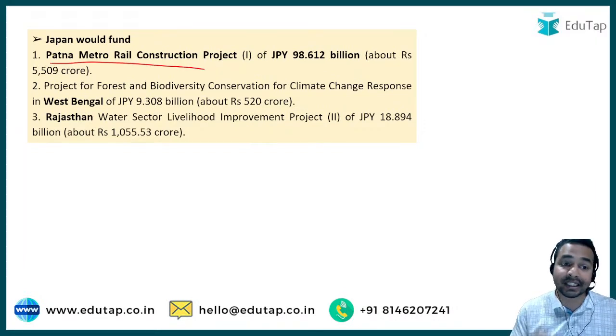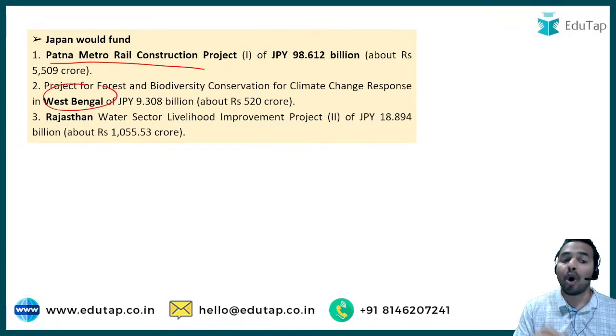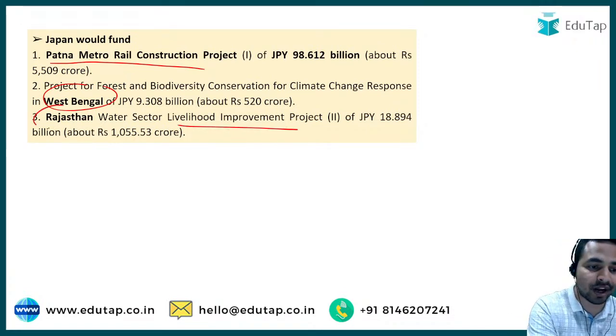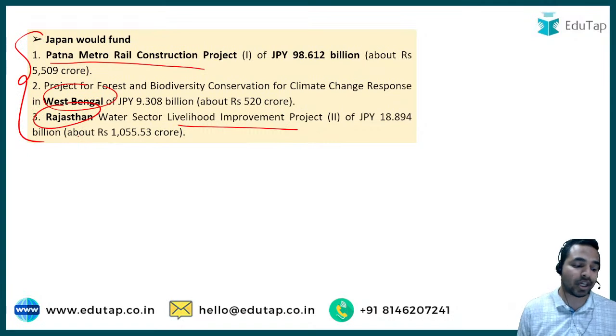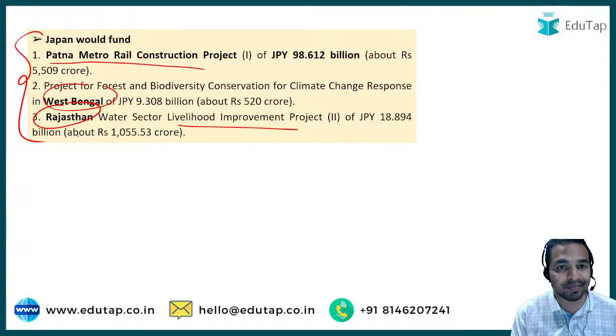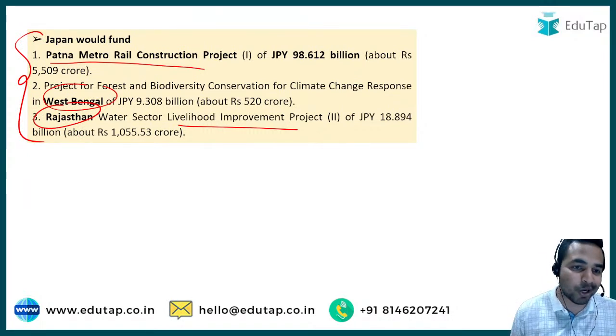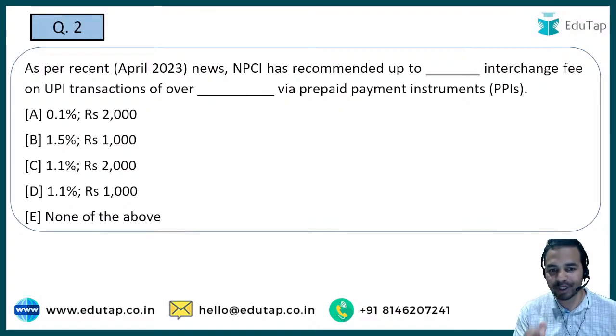Apart from that, the project for forest and biodiversity will be there in the Indian state of West Bengal, और जो water sector livelihood improvement project था, it is for the Indian state of Rajasthan. तो ये सब चीजें आपको पता होनी चाहिए from the exam point of view, and that's only after covering this only you will be able to answer such kind of questions in the exam. Now let's move on to the next question.